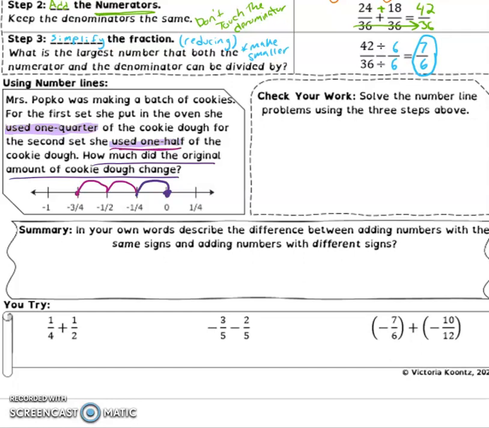So from the original amount of cookie dough, till her second batch of cookies, she used 3/4 of the cookie dough. All right. So now I want you to do the check your work. I will help you set up the problem, but then I want you to use the math from above to actually do it, okay?